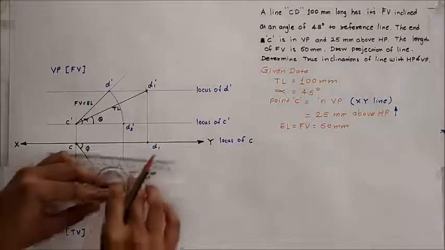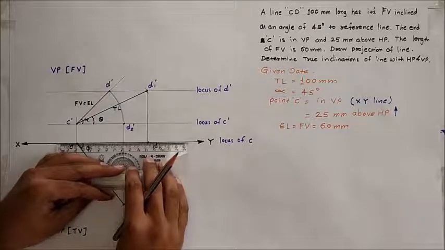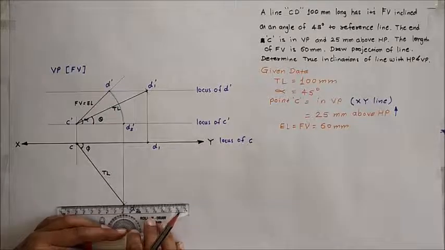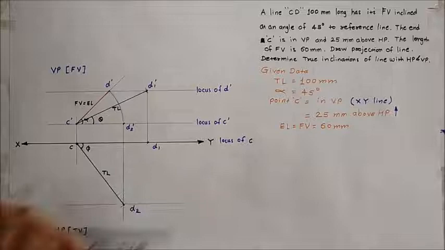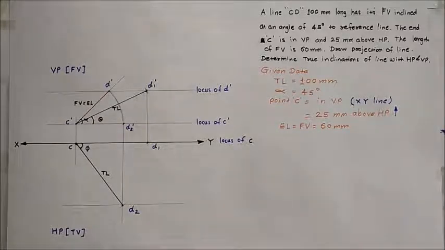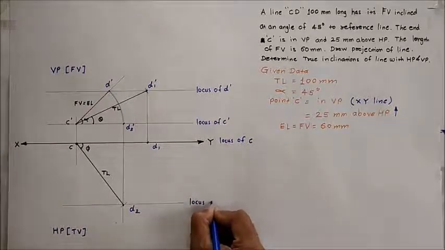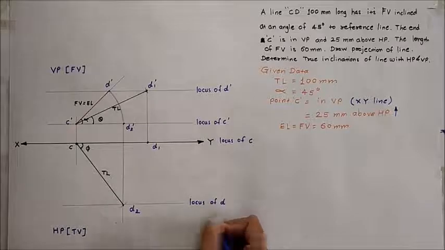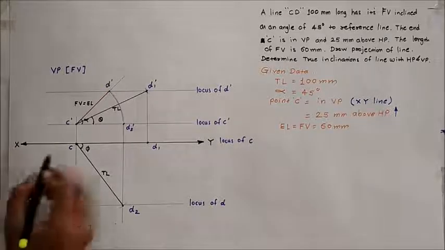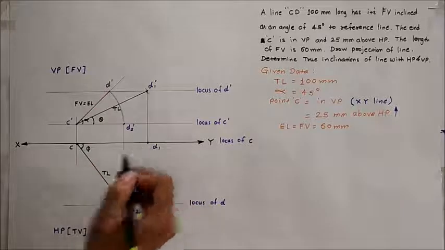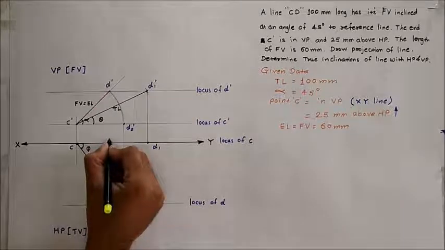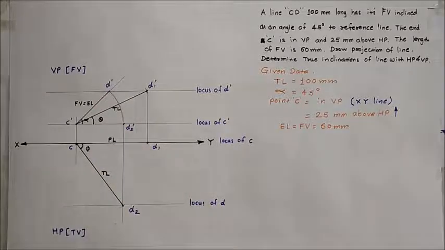Now draw a line parallel to this XY line through D2, which should be the projection line. Give the name to that line as the locus of point D. Now for getting the top view of the line, CD1 we already plotted. This CD1 dimension is the plan length of the line. So now this plan length we have to use to get the top view.